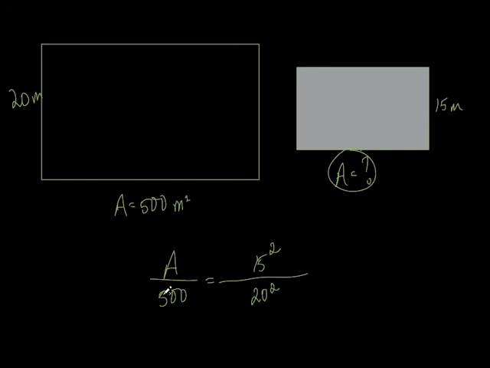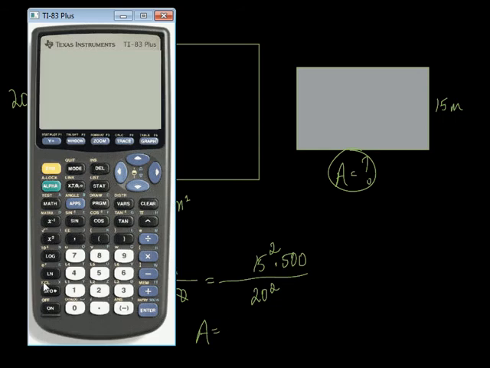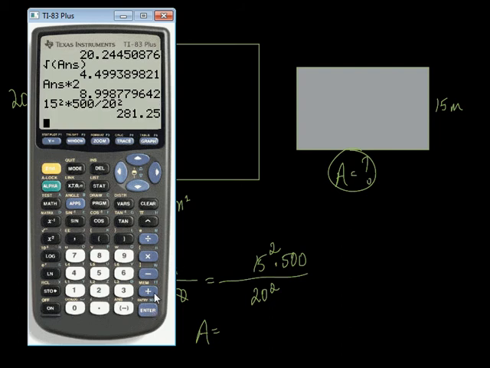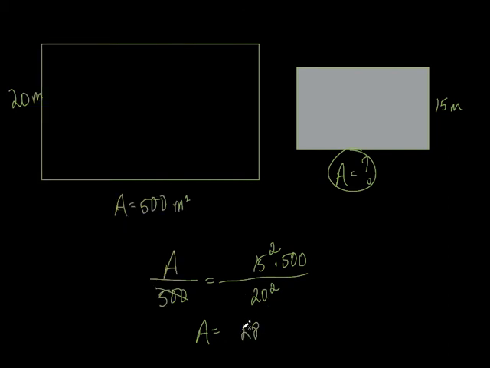Let's see how to solve for A. Pretty simple. Multiply both sides by 500. Multiply that by 500 and throw that into a calculator. So you get 15 squared times 500 divided by 20 squared, and hit equals 281.25. It says round it to the nearest tenth, so if it's 0.25, we'll round it to 3. So it's 281.3, and that's why I wrote that answer if you got it wrong.